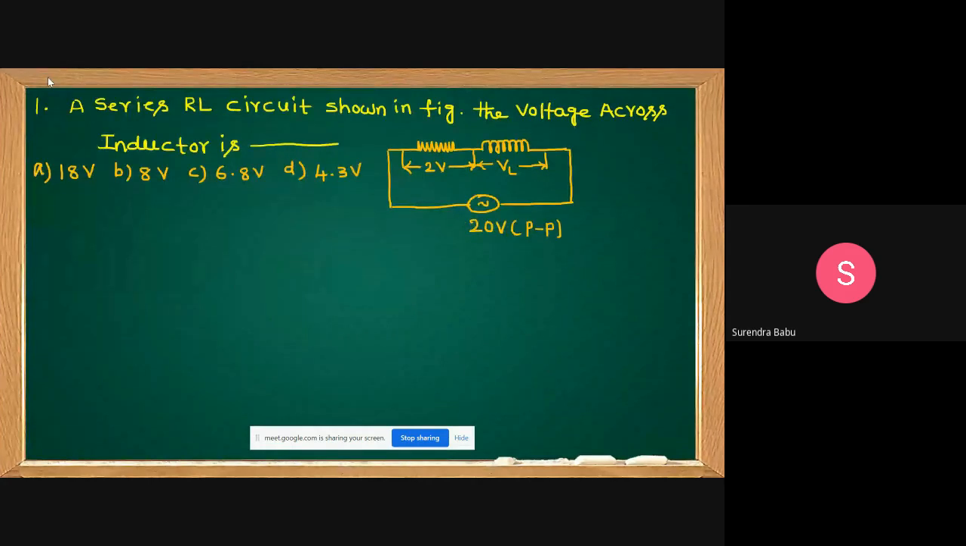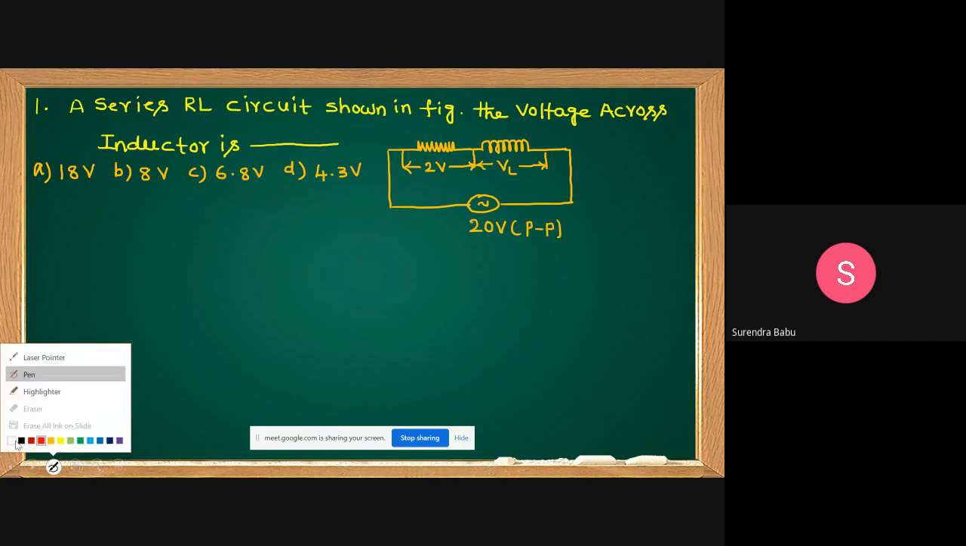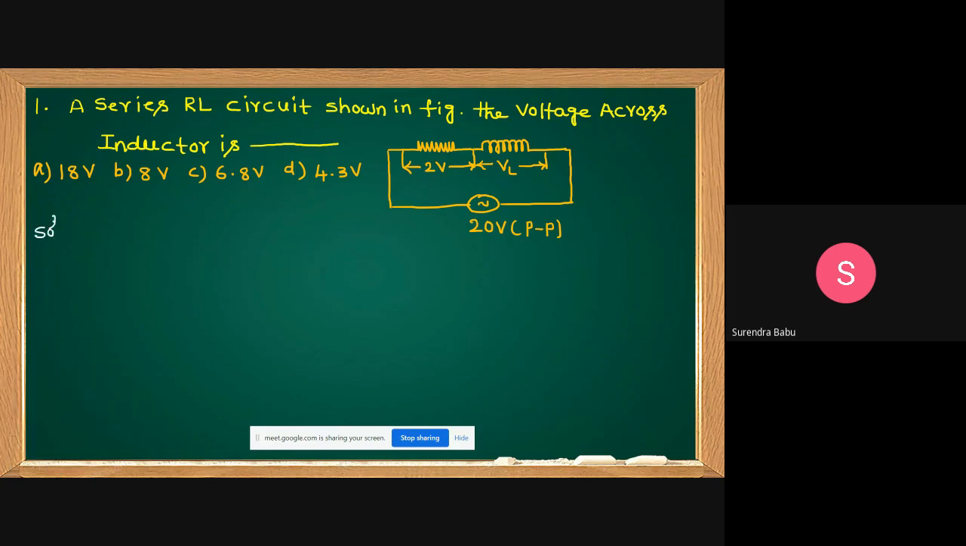Friends, can anybody answer this question? A series RL circuit is shown in the figure. The voltage across the inductor is to be found. It's an RL circuit. RL circuit means we know that V equal to square root of VR square plus VL square.